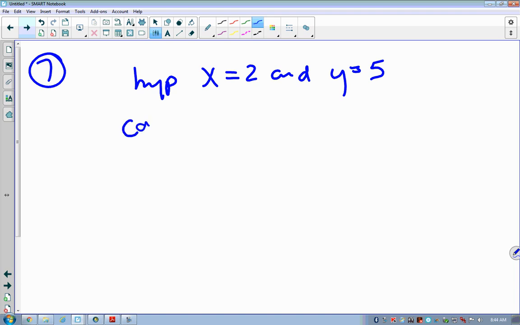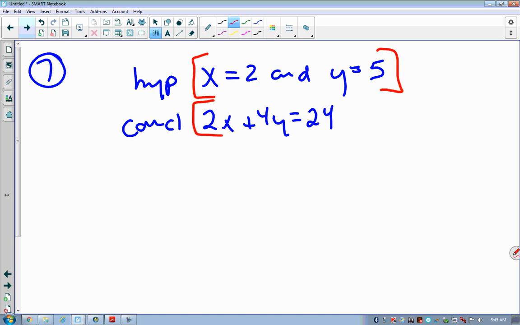Okay, the conclusion is what happens after the word then and goes to the period. So that's all you're writing, 2x plus 4y equals 24. Because your conditional statement is if x equals 2 and y equals 5, then 2x plus 4y equals 24. All we want are these parts associated with the hypothesis and the conclusion. Does that make sense to us? Okay.